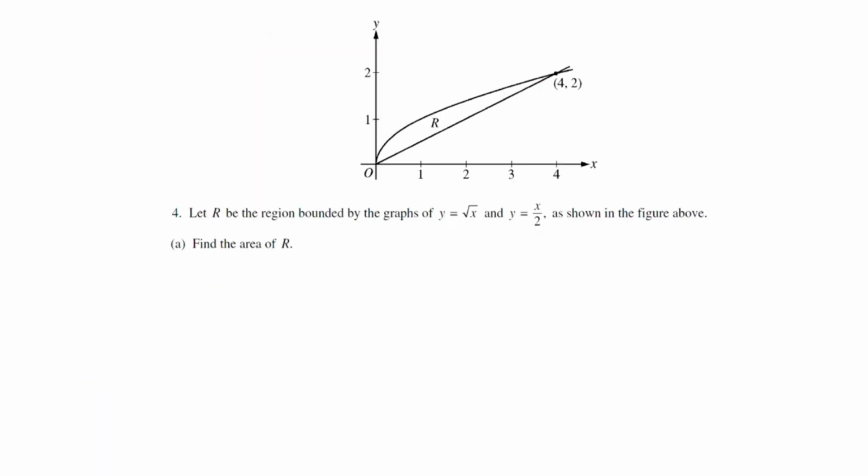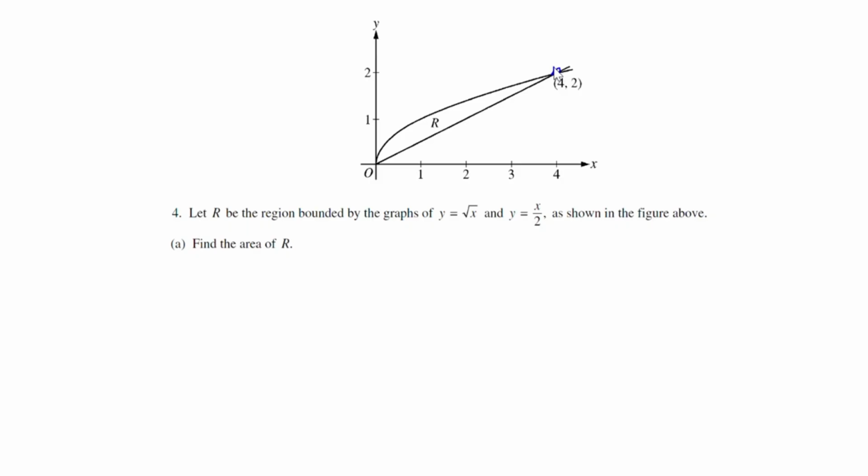All right, this is question number 4 from the 2009 Form B AP Calculus AB exam. It's an area and volume FRQ, where we're given region R bounded by root x and x over 2. And we want to find first the area of region R. They've given us the intersection point, which makes this really easy.